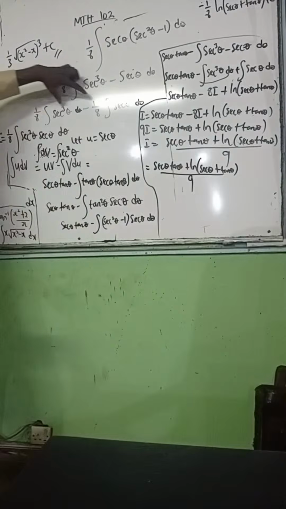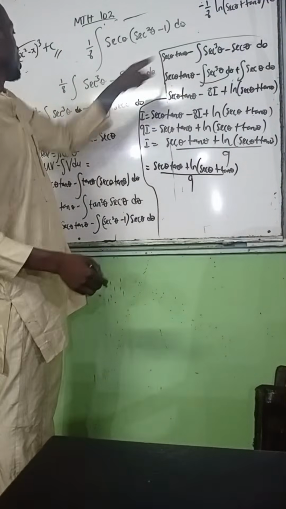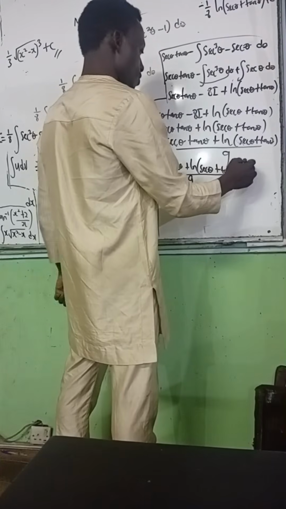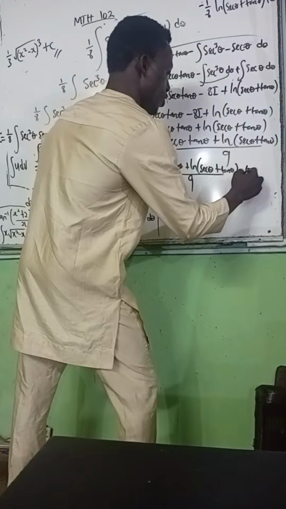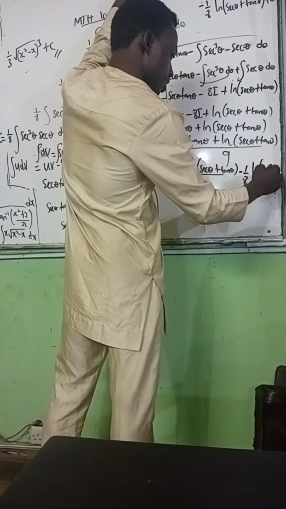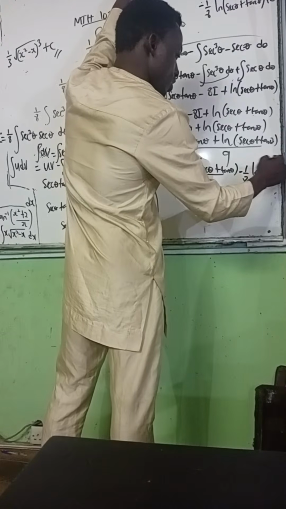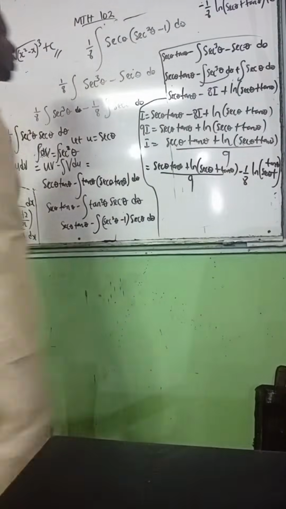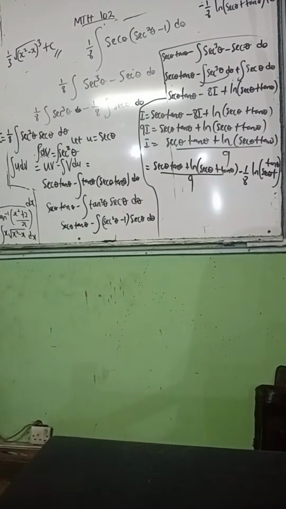Then everything here is this. Then this part is this, minus 1 over 8, minus 1 over 8 ln|sec theta plus tan theta|. So this is all the second part integral.